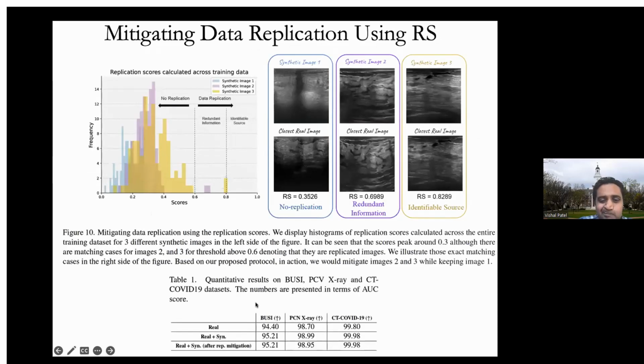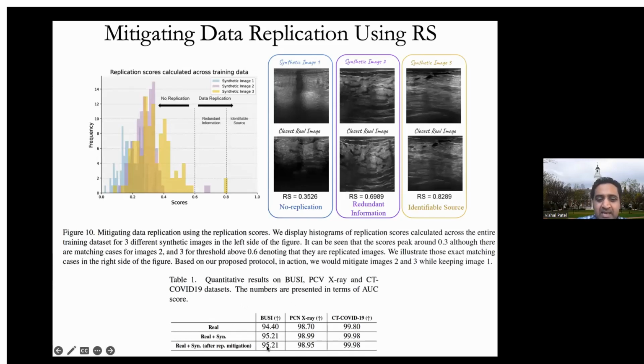And when we do that, we indeed improve the performance. So what we've done here is, we have the real images, and these are the performance across different data sets. Then we have real and synthetic data, and you can see pretty much in all the cases, we see slight improvement. And then we have real plus synthetic, but now we remove, meaning that we come up with a threshold, let's say 0.6, and keep only novel images, not the replicated images, in the data set.